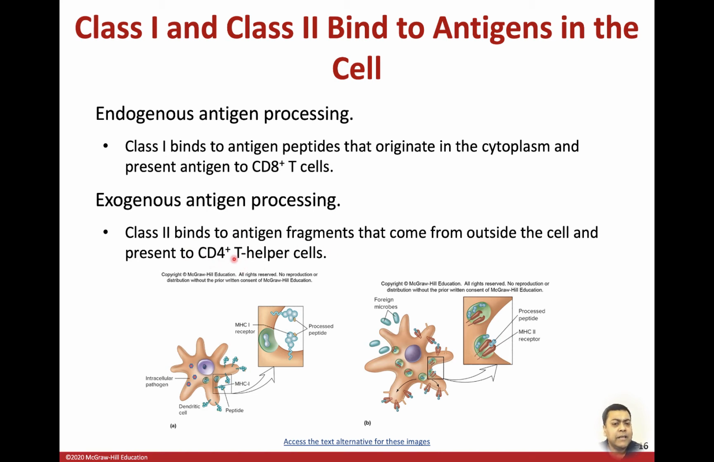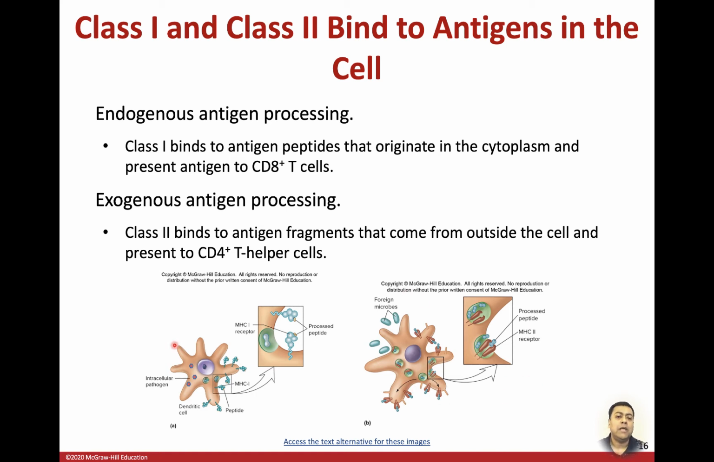So these CD4 T helper cells have this cluster of differentiation 4. We are going to come back to that. And these CD4 T helper cells will only recognize the pathogen presented with the MHC2 molecules. So these MHC2 molecules are recognized by the CD4 or the T helper cells, and they will activate the immune system. So that is the most important part.